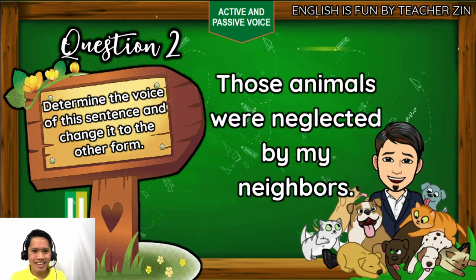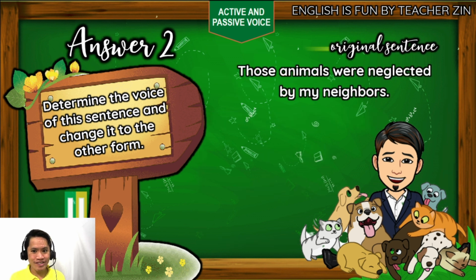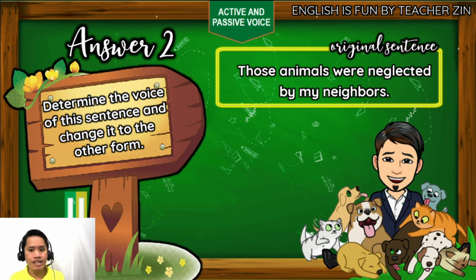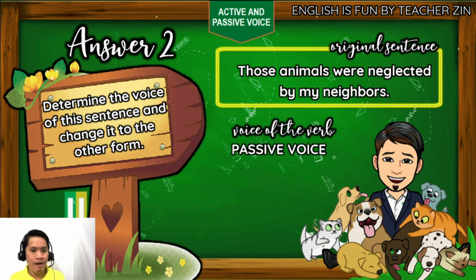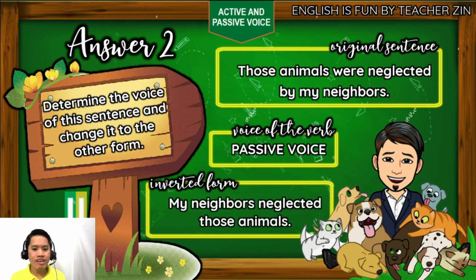Now let's have the second question. Good luck. Those animals were neglected by my neighbors. Can you determine what voice of the verb the sentence has? And can you change it the other way around? I'll pause for a moment. Now let's see if your answer is correct. From the original sentence, we consider that one as a passive voice, of course. And in that, we can invert it by changing it to active voice, and it becomes my neighbors neglected those animals. If you got it correctly, another big thumbs up for you.